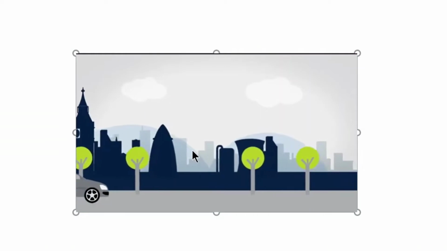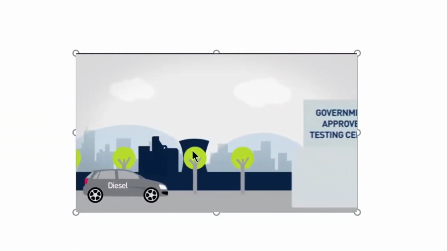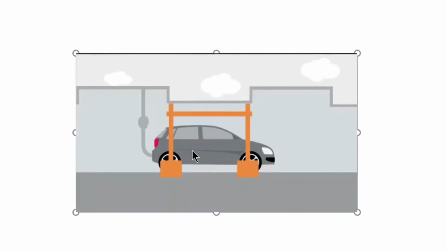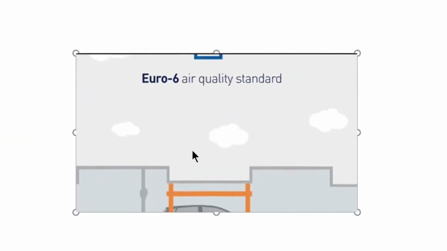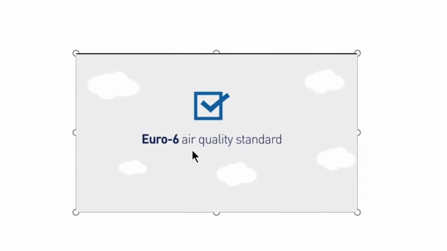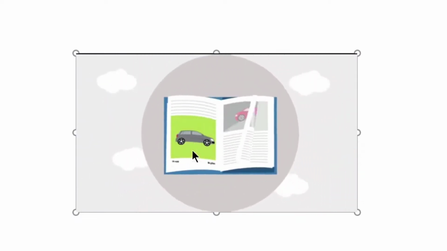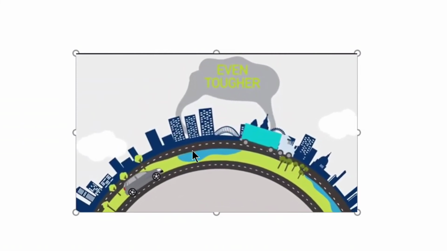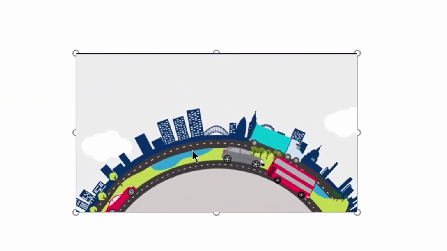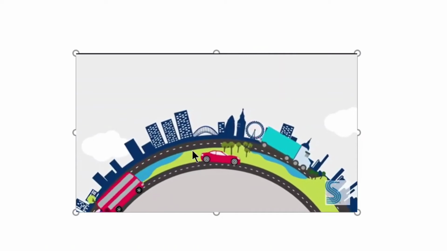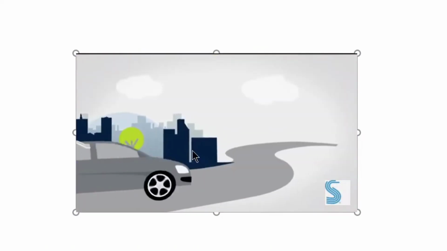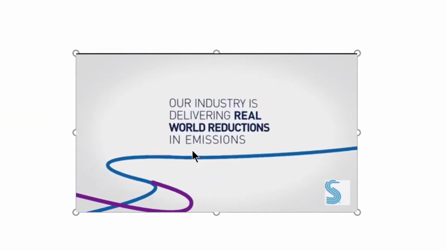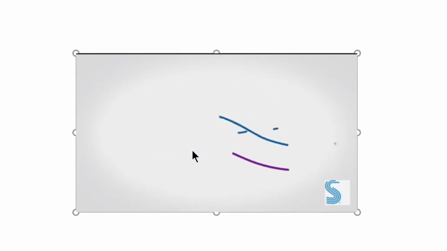Whatever fuel you use, new vehicles must, by law, pass strict air quality and emission tests under controlled lab conditions. Every new car must meet the Euro 6 air quality standard, and manufacturers must also publish their carbon dioxide results. But this test is about to get even tougher. From next year, new cars will, for the first time, be tested on the road. Our industry is delivering real-world reductions in emissions and improved air quality now and for the future.